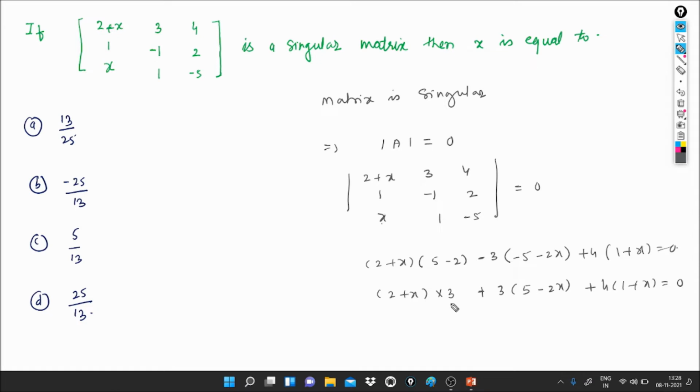So let us open the brackets. 6 plus 3x plus 15 minus 6x plus 4 plus 4x, this is equal to 0. Here the plus sign is there, so it will be plus. What will this be? 3x plus 6x plus 4x, 13x plus 25 is equal to 0. x is equal to minus 25 upon 13.